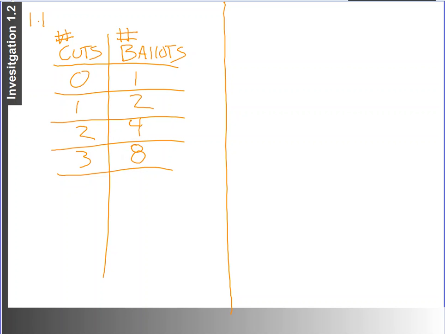And okay, so what's the pattern that we're seeing here again? It's doubling, okay? And doubling is multiplying by 2. I'm going to go to 5 cuts, so we get 32, not 33, because 32 is 16 times 2. And then we said that there was an equation. What was the equation that we came up with when we have X number of cuts? What was that equation that we had from investigation 1.2?